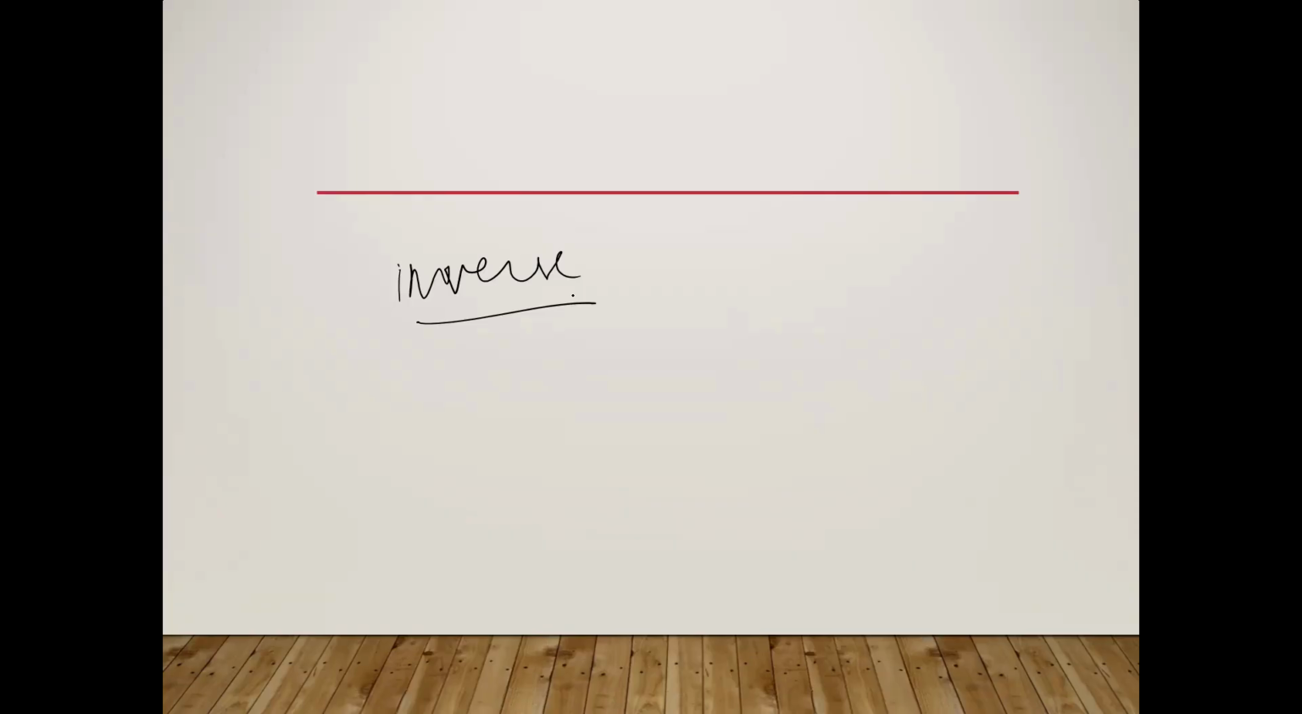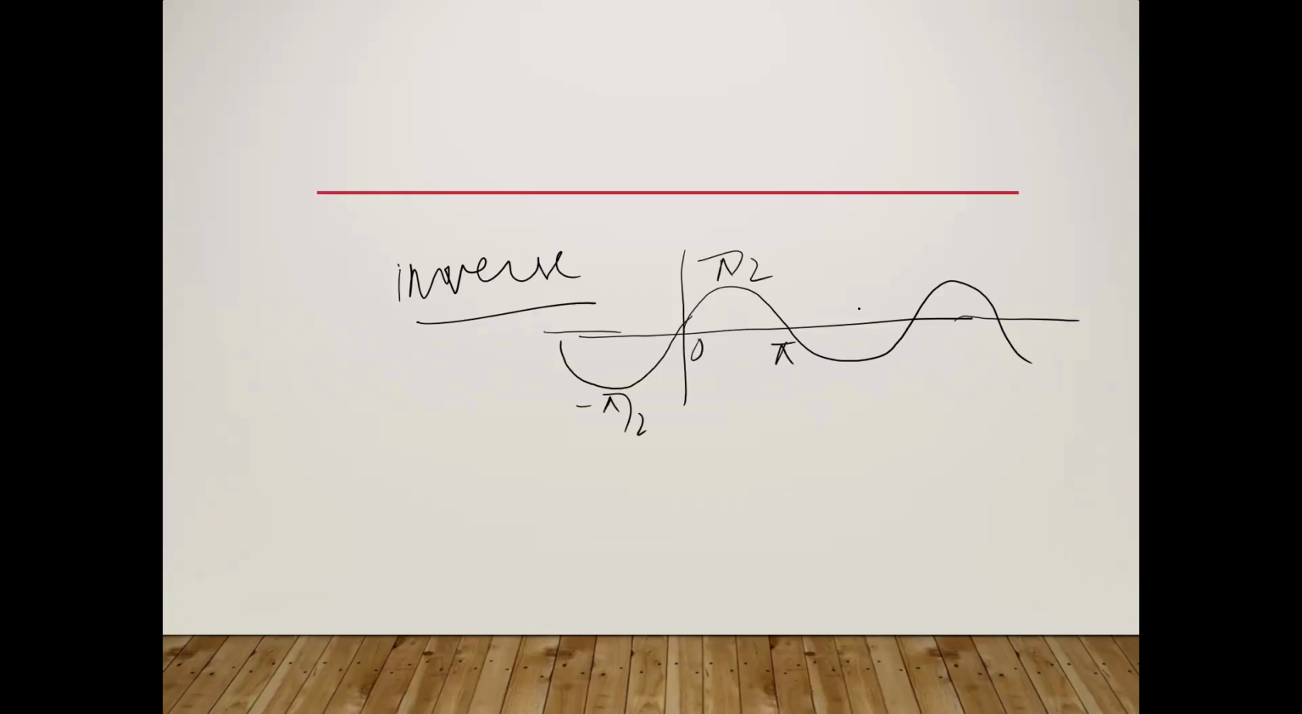Okay, so let's discuss the graph of the sine function. So this is the graph of the sine function. This is minus pi by 2. This is pi by 2. This is 0. This is pi, 3 pi by 2, and then we have 2 pi and so on and so forth, right? So the domain of the sine function is the set of all real numbers and the range is the closed interval minus 1 to 1.